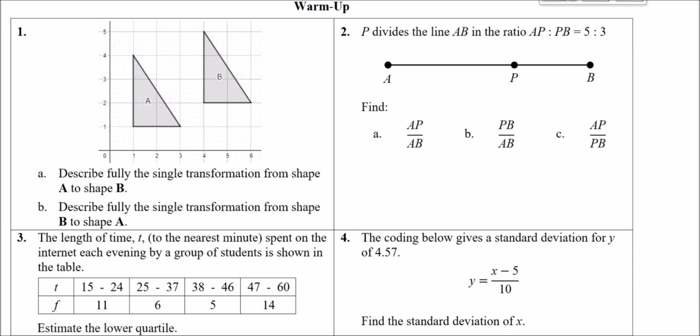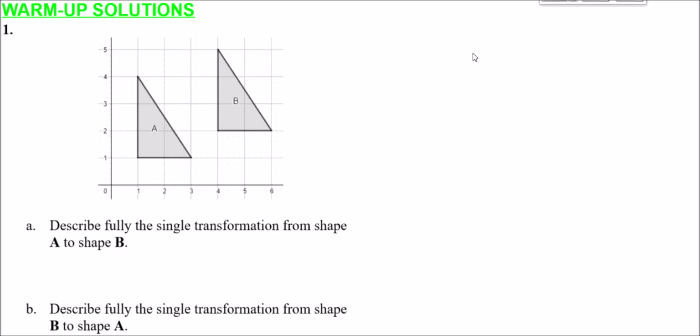Okay, so let's have a look together at warm-up question 1. For question 1, we have 2 triangles, A and B, and we need to describe fully the single transformation from shape A to shape B. Now this one is just a bit of GCSE revision. So what I'd be thinking of first of all is, has the shape grown or shrunk? It's not, so it's not going to be an enlargement.